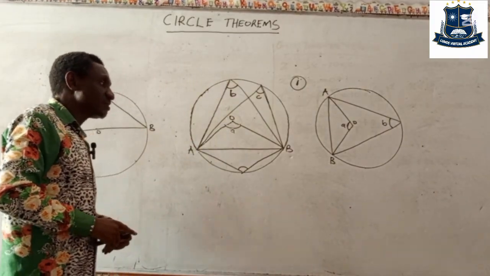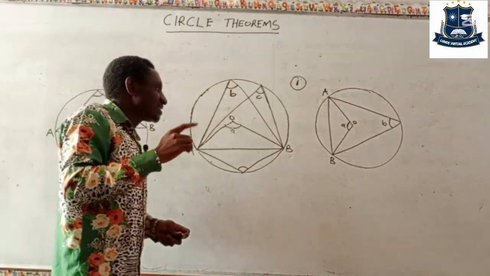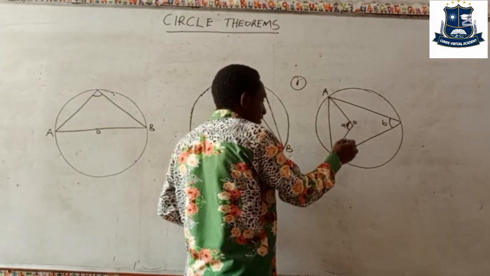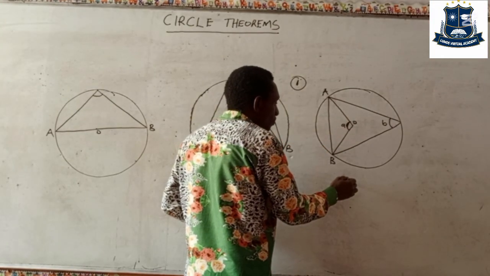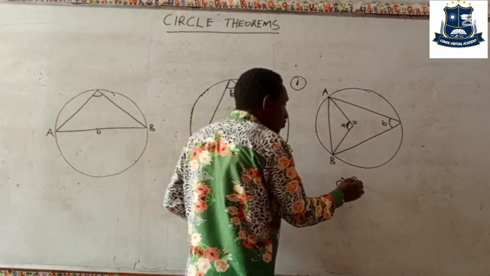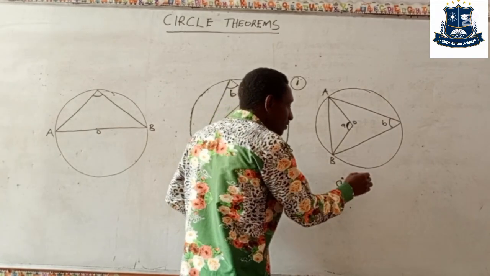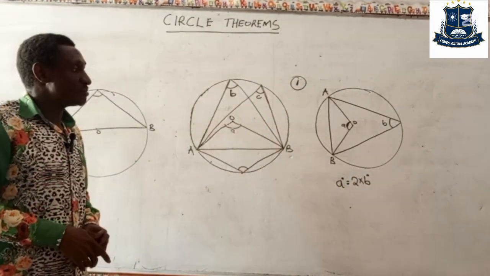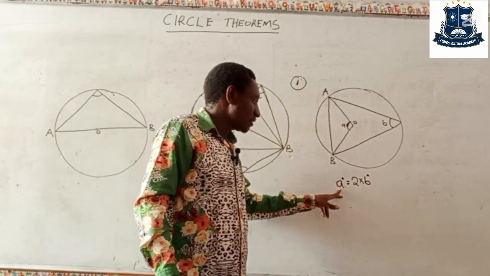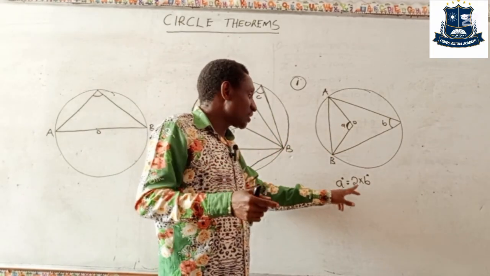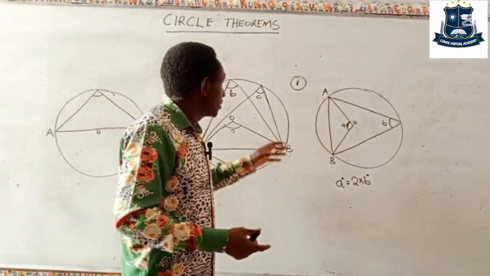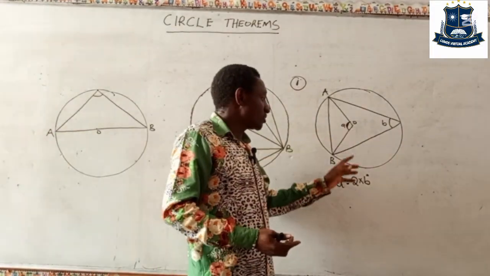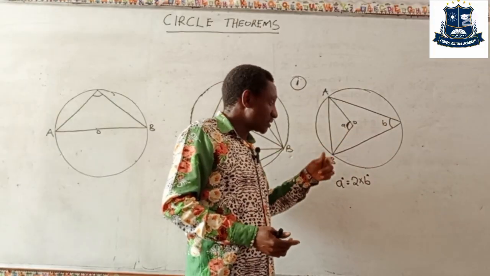The first theorem simply tells you that the angle at the center is 2 times that at the circumference. It means the angle at the center, which is A, equals 2 times the angle at the circumference, B. So that's why I told you that circle theorems tell us relationships between angles within a circle. Like this one, the theorem says the angle at the center is twice that at the circumference.